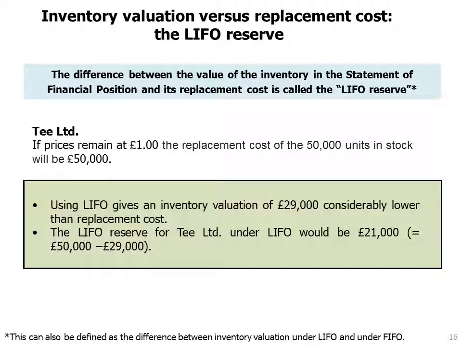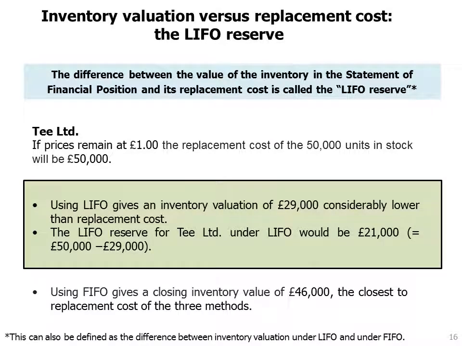And if we compare that to the inventory valuation under LIFO of £29,000, this is considerably lower than the replacement cost. The difference between the inventory valuation and replacement cost, the LIFO reserve, would be £21,000, so £50,000 minus £29,000. And by way of comparison, under FIFO, the closing inventory value was £46,000, which is the closest to replacement cost of the three methods. Now, confusingly, sometimes the difference between the inventory valuation under LIFO and under FIFO is called the LIFO reserve.